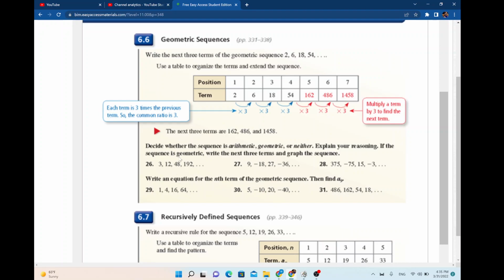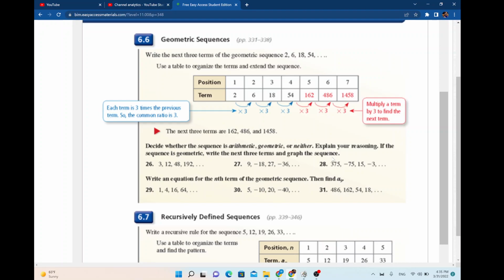So 27 is quite similar. To go from 9 to negative 18, we multiply by negative 2. But negative 18 times negative 2 cannot be 27. But what happens if we just add the number? Subtract negative 18 minus 9, then that would be minus 27. And also that doesn't make sense. So this one I would say is neither. 28 is quite similar, so that's something you guys can think about.